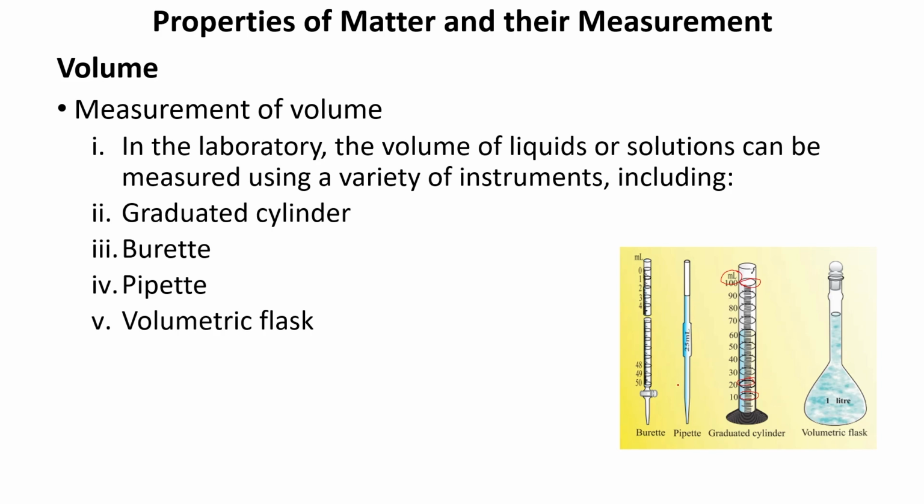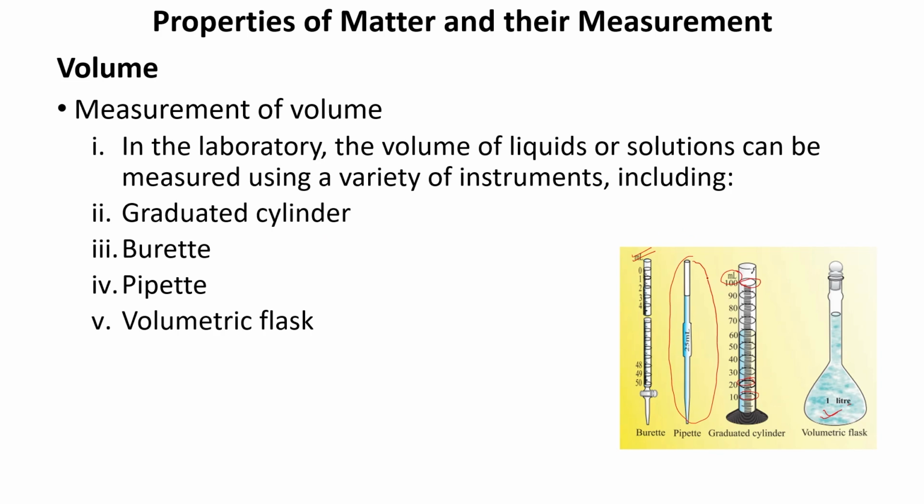Similar is the case for this pipette. You will come to know about these in the laboratories. This is a conical flask of 1 liter. This is a burette. The burette is used for titration. You will study titration in the very first experiment. So these things are used in the laboratory for the measurement of volume.